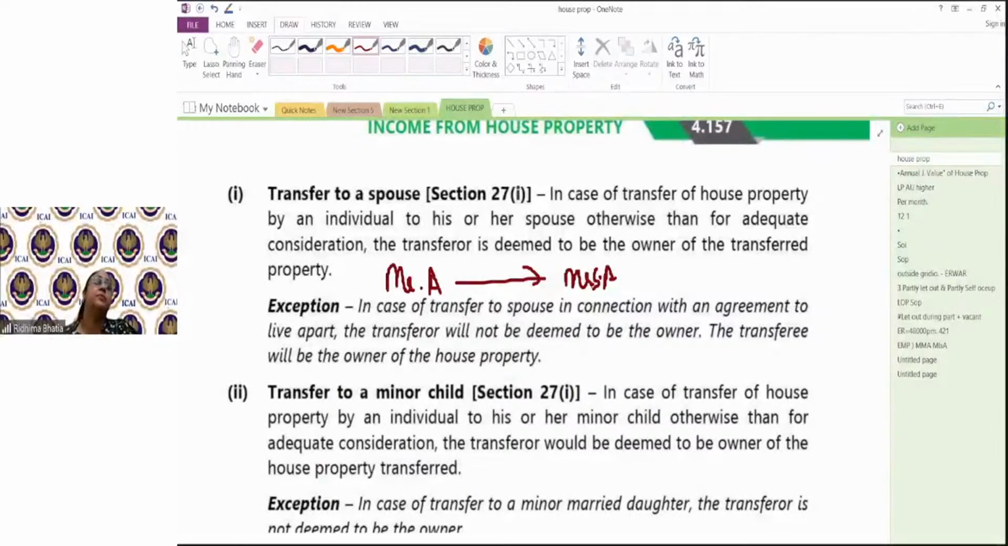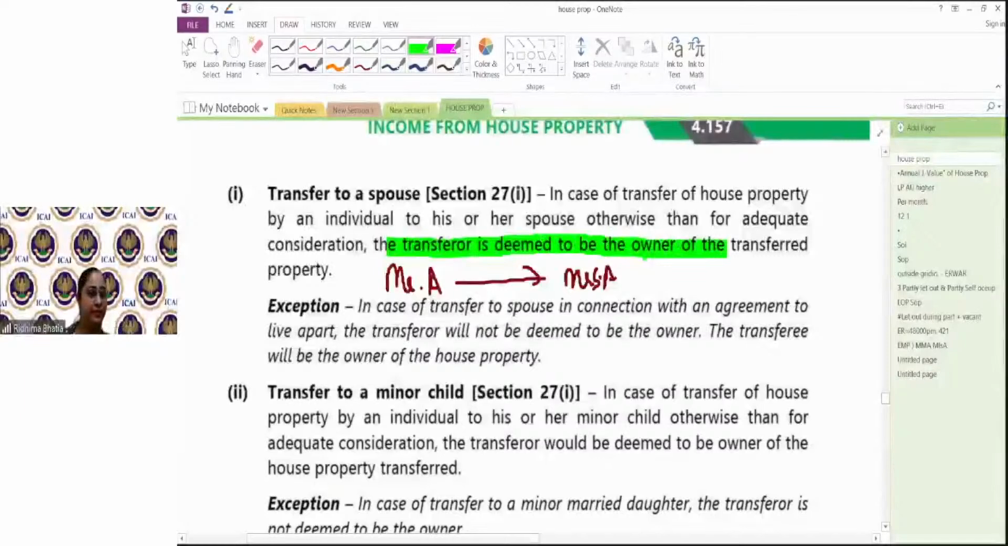So they say that if a person transfers the house property to his or her spouse without consideration, or without adequate consideration, then in that case, the transferor is deemed to be the owner of the house property. Then in that case, the transferor is deemed to be the owner of that property. Mr. A, what did he do? He transferred the property to Mrs. A.